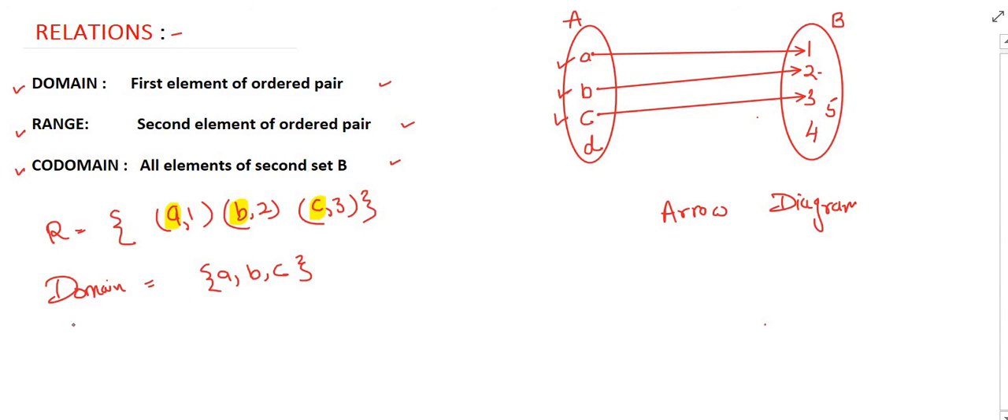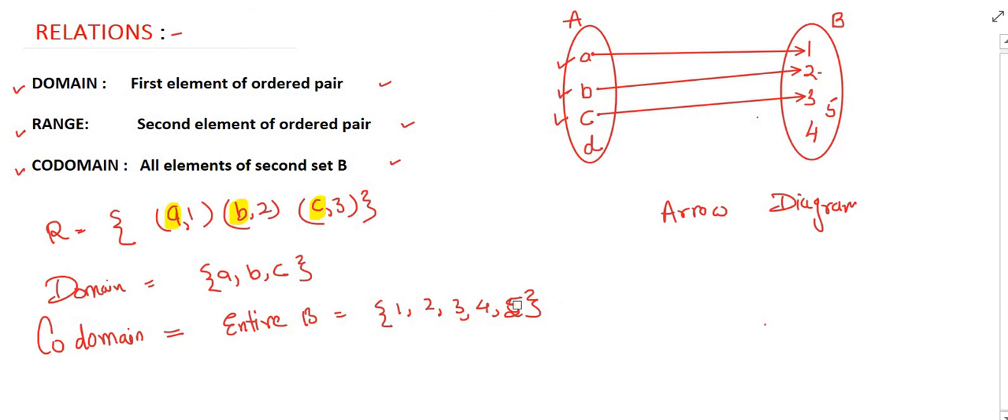Then one term is codomain. Codomain is the entire set B at which the mapping is happening. Mapping means where we are putting the connection. So the entire B set, that means 1, 2, 3, 4, 5, everything will come here. Nothing is left over.